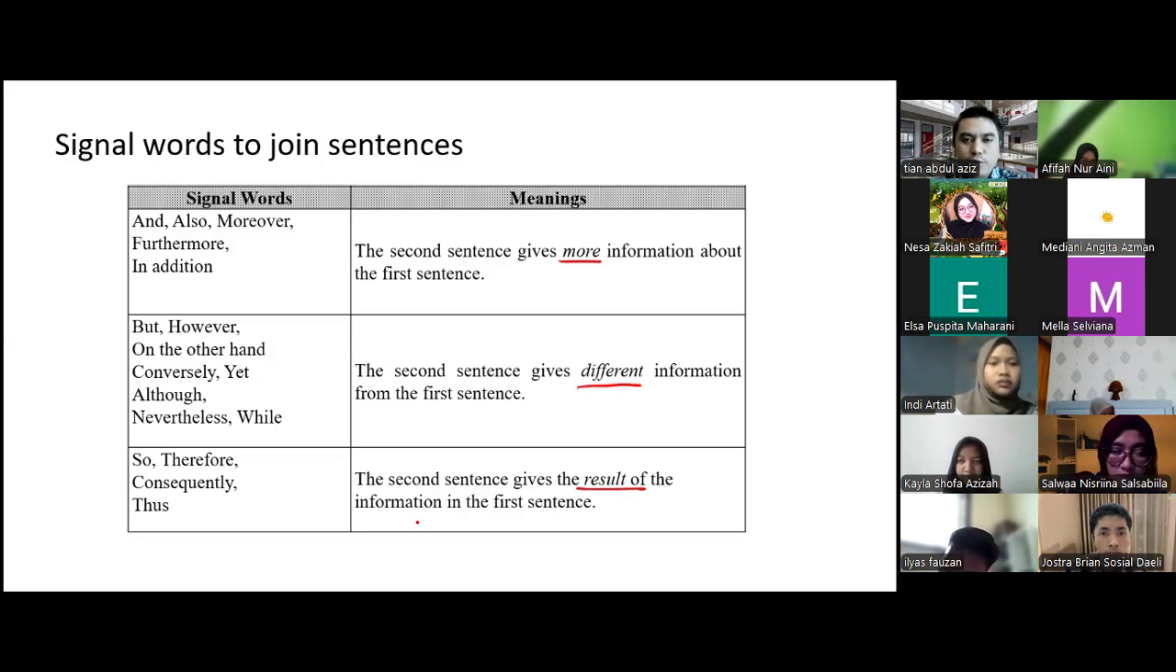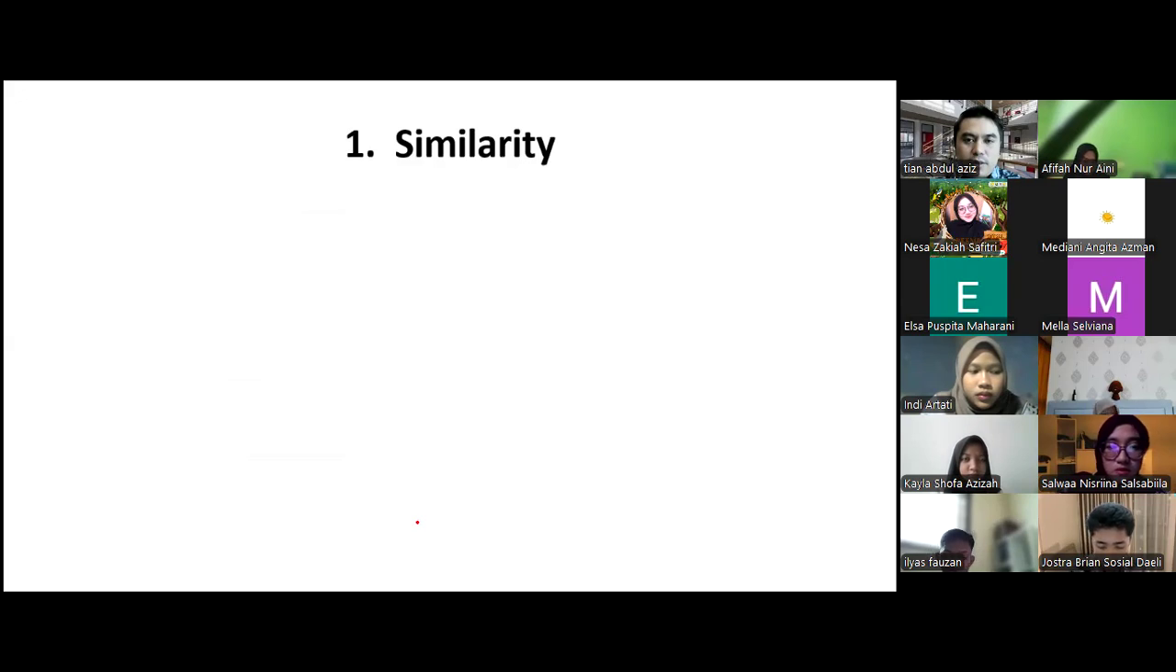Okay, we are going to look at the explanation about connectors. There are a lot of connectors here that we are going to learn. The first connectors deal with similarity. Here are examples.